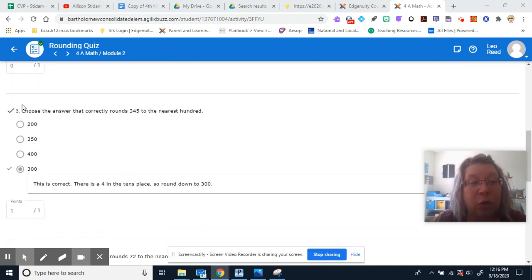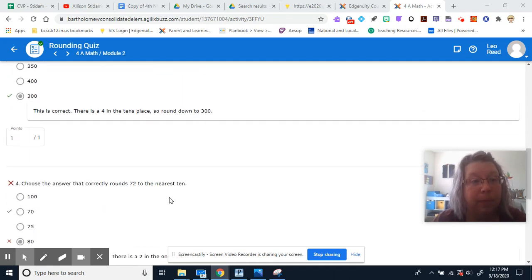You'll see I got this one correct. There's a green check mark next to the number, not the red X. Here's what I selected, and there's a green check mark telling me, yep, that is the correct answer. I like that it also tells me why. Here it says there's a 4 in the tens place, so round down to 300. So maybe if I had just guessed on that one, or I was deciding between two answers and wasn't sure, still go back through it and look, because it's going to tell you why that answer choice is correct. So make sure that you understand that concept.